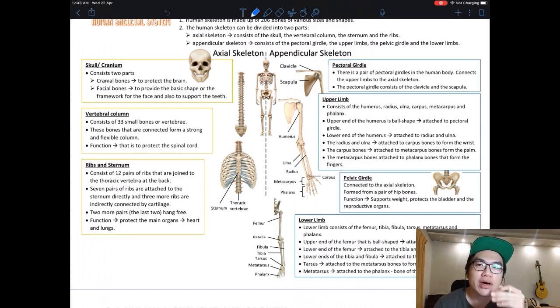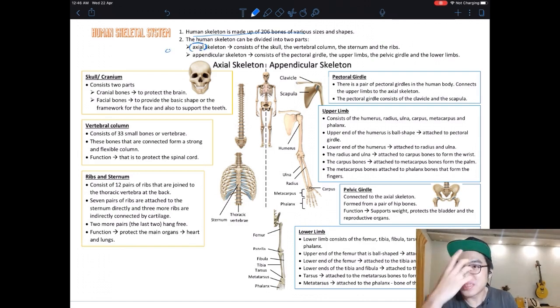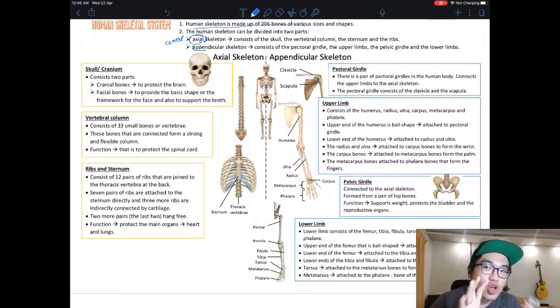So, the human skeletal system. The human body is made out of 206 bones, and they can be divided into two parts. You have your axial skeleton. Axial means center, the middle part. And then you have appendicular. Appendicular means the side one, the not so important ones. You have the important ones, and then you have the not so important ones.